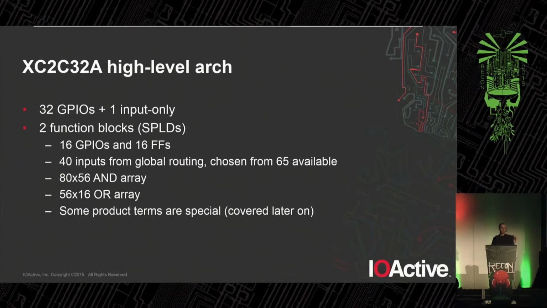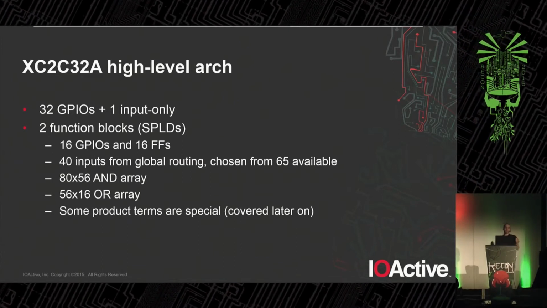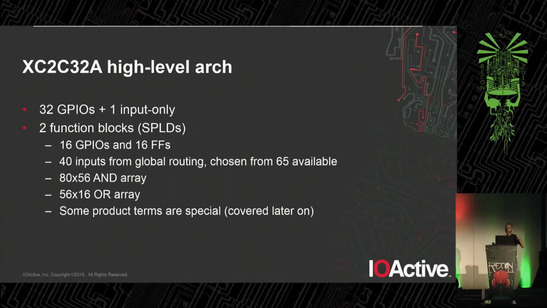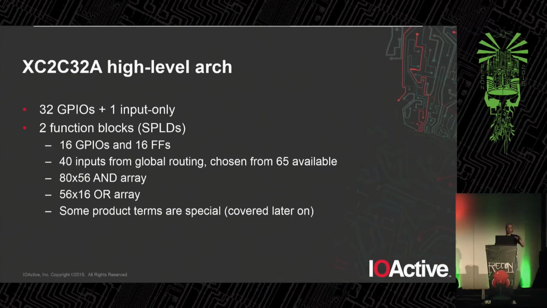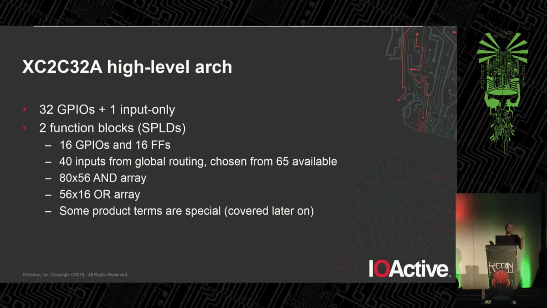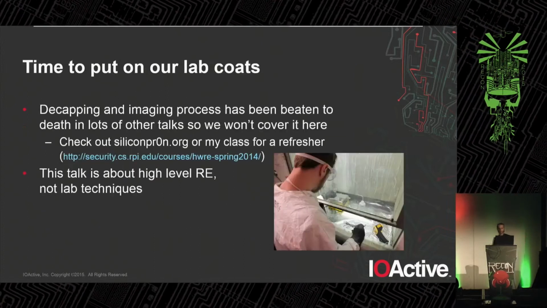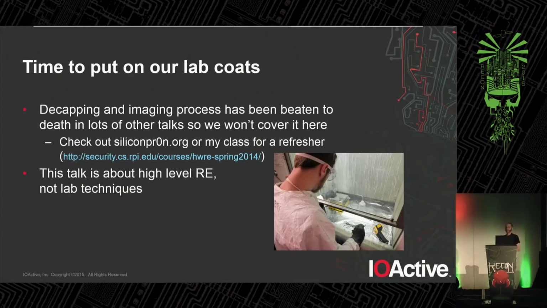What's not documented is, okay, we can make a technology mapped netlist. We know, okay, I have these inputs ANDed together, these outputs ORed together. Now, how do I actually make the chip do what I want? So, time to put in our lab codes.